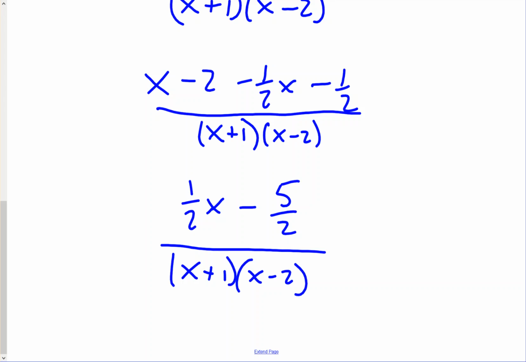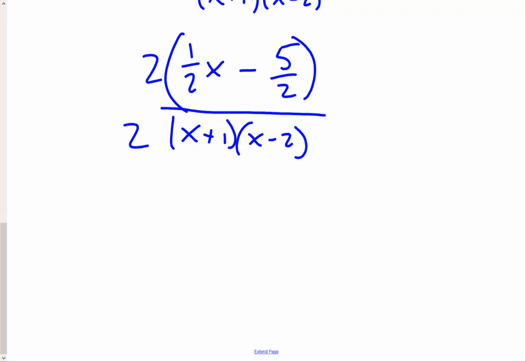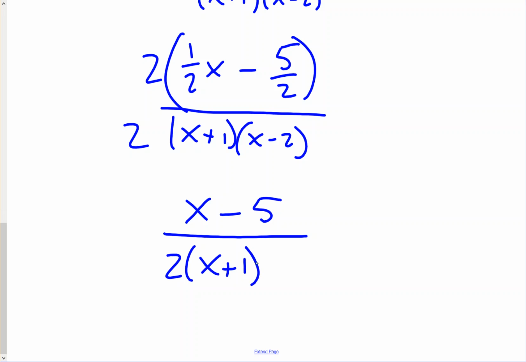And then what we could do to avoid this fraction within a fraction, here we're going to multiply top and bottom by 2. Right? Multiply the top by 2, the bottom by 2. So that'll give us x minus 5 over 2 times x plus 1 times x minus 2. And then that'll be our final answer.